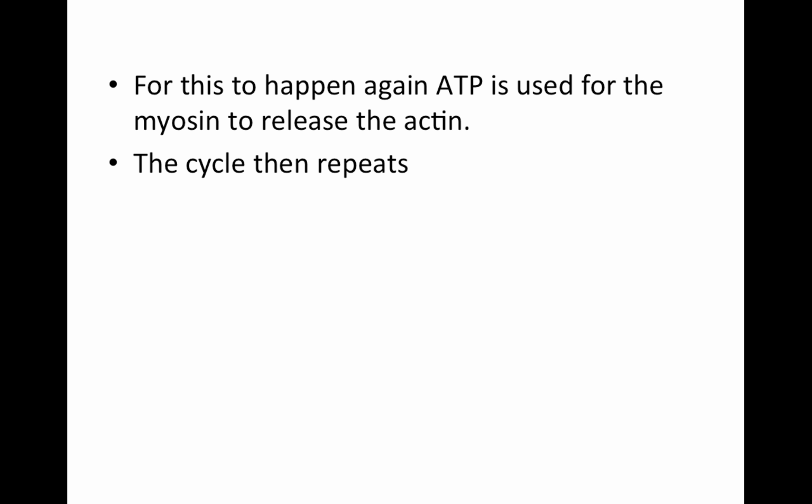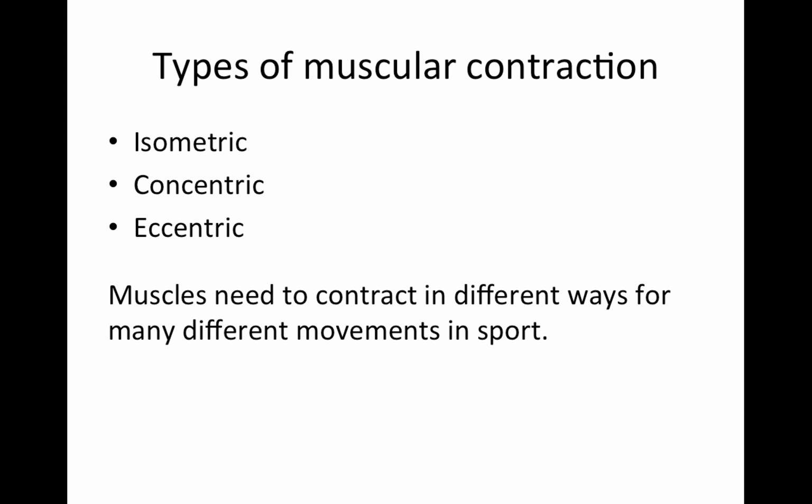For the myosin to release the actin, ATP needs to be used again. Once it's released, the myosin and actin are back to the starting point so the cycle can repeat again. There are different ways in which muscles can contract, and these contractions are used for many different movements in sport. The three types of muscular contraction are isometric, concentric, and eccentric. All of these contract, however, they contract in different ways.